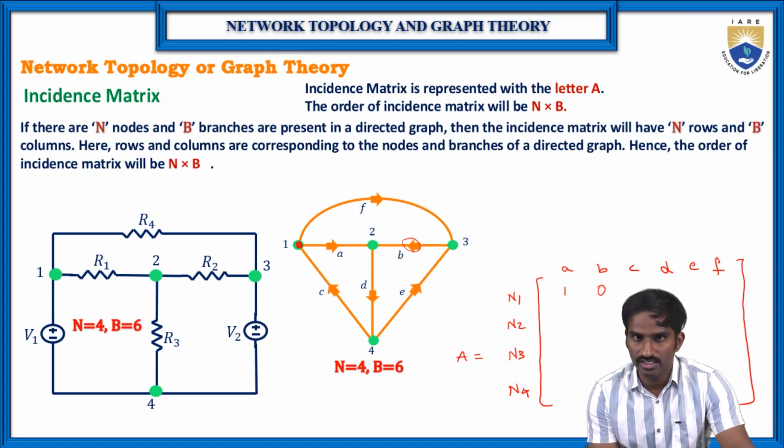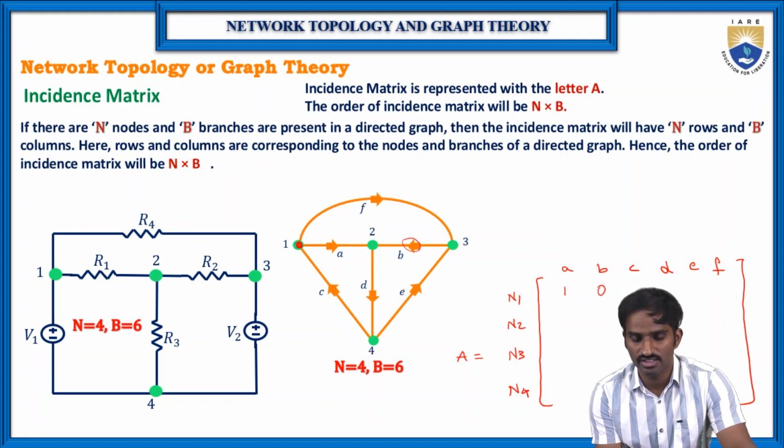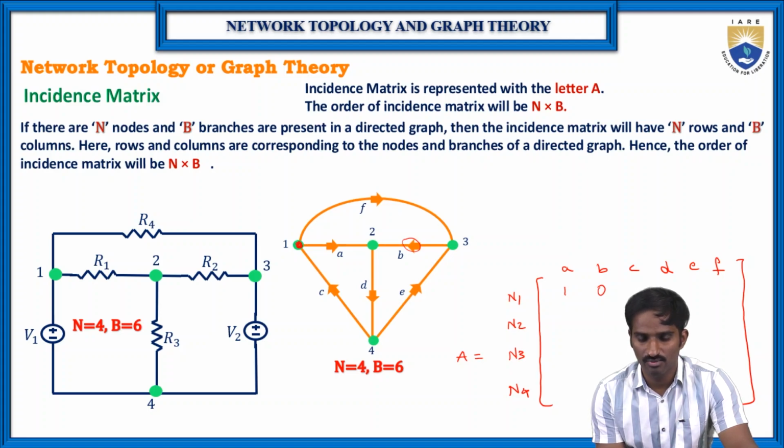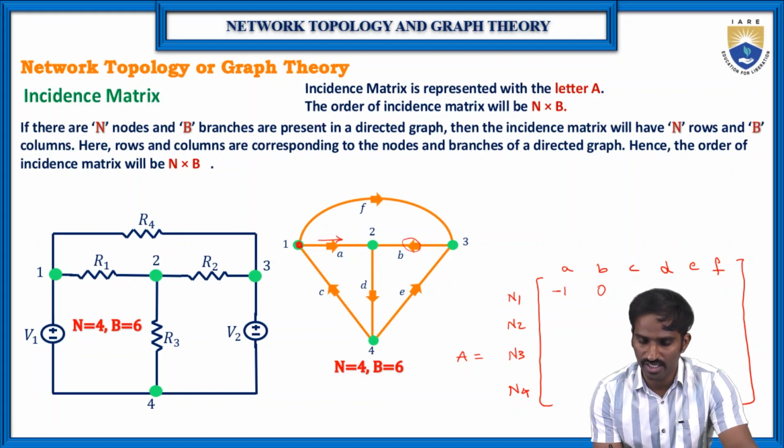Here the sign represents whether the direction of the current flowing through the branch is towards the node or away from the node. If it is towards the node, then it is a positive sign, and if it is away from the node, then it is a negative sign. Here, as you can see, the current flowing through branch A is away from the node, so that's why it is minus 1. Then branch B: of course, there is no connection between node 1 and branch B, so that's why it is 0.